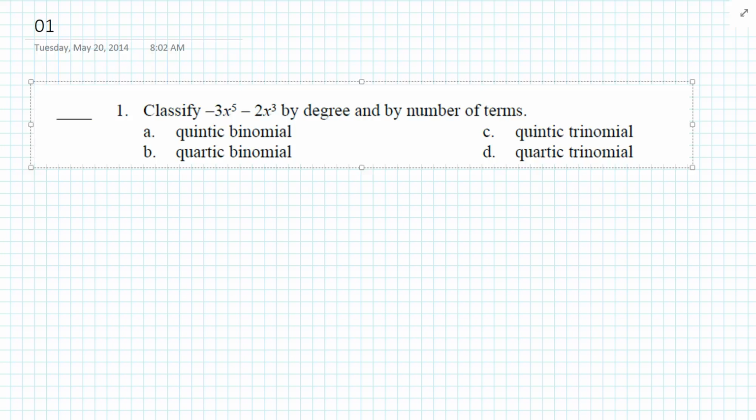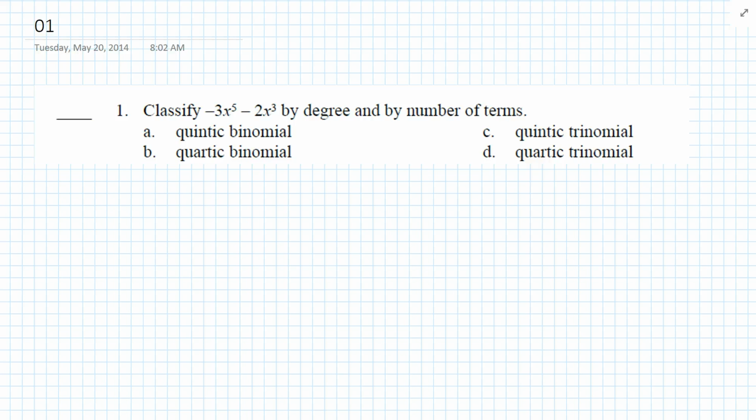Algebra 2 final review. Question number 1. Classify negative 3x to the fifth minus 2x cubed by the degree and the number of terms. Well, the highest degree is 5, so that's a quintic. And there are 2 terms, so it's a binomial. So number 1's a quintic binomial.